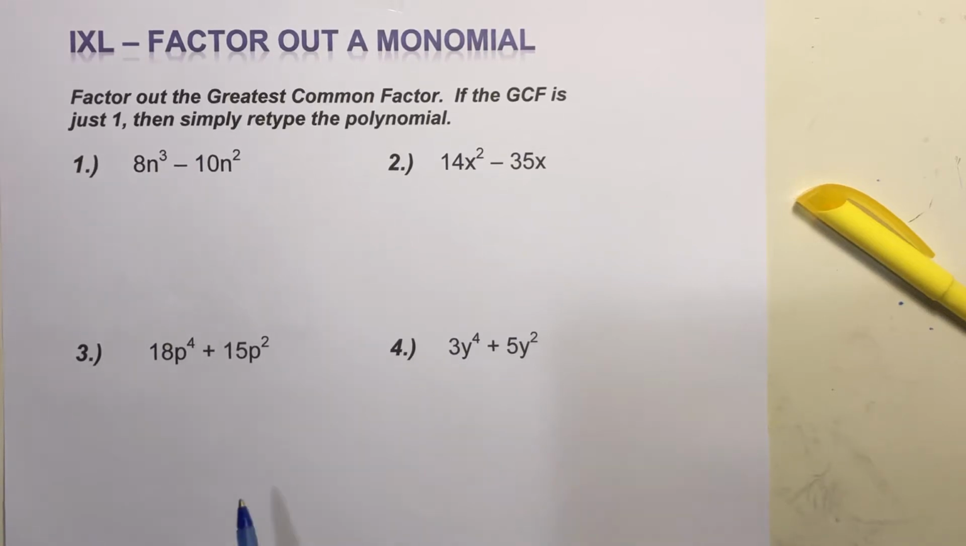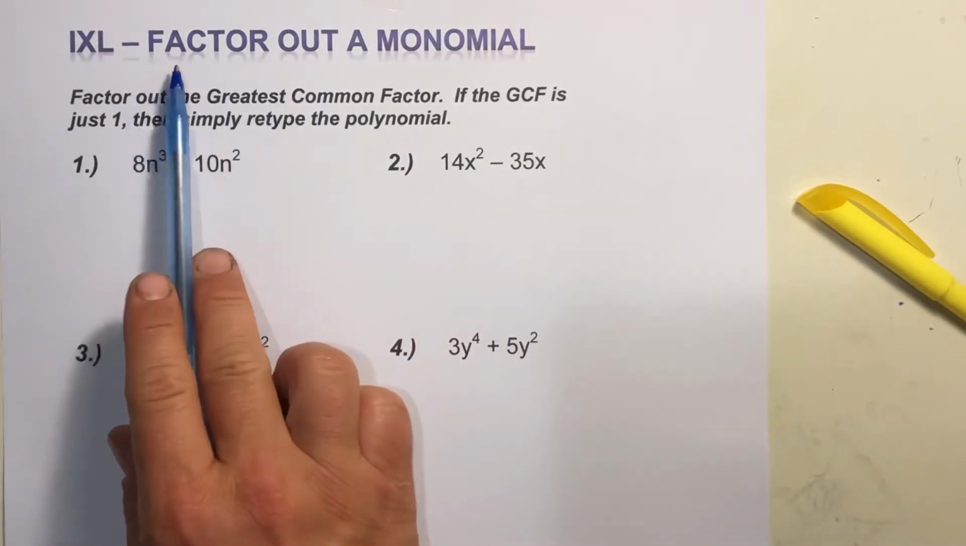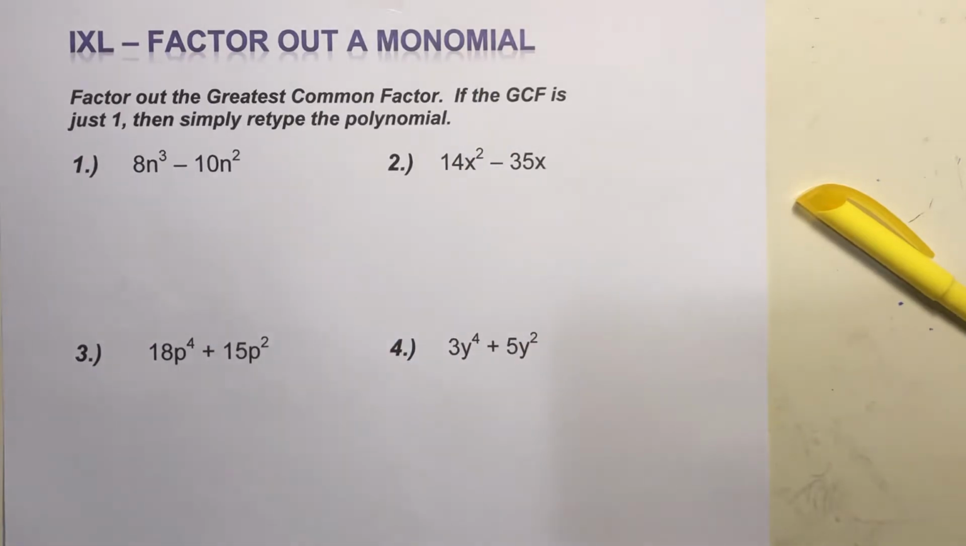Okay, everybody, second installment here. This is another one of the IXL exercises, right? The one that asks you to factor out a monomial. So I have 4 examples here. I'll spend a minute or two on each one again.